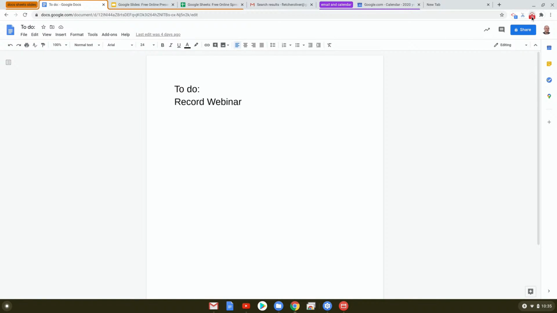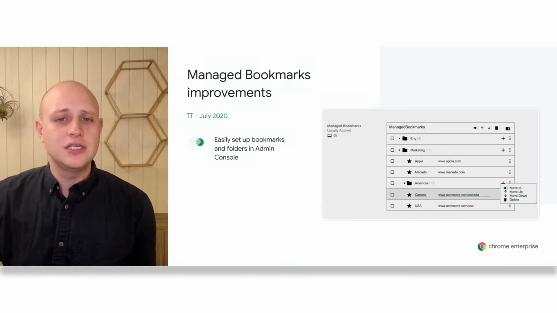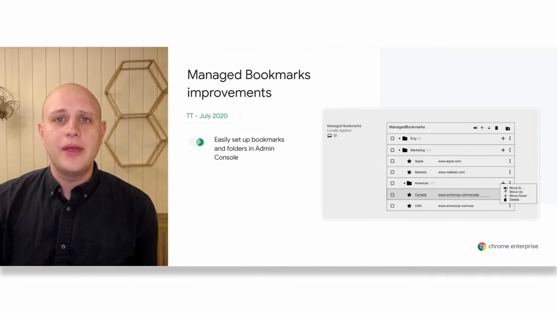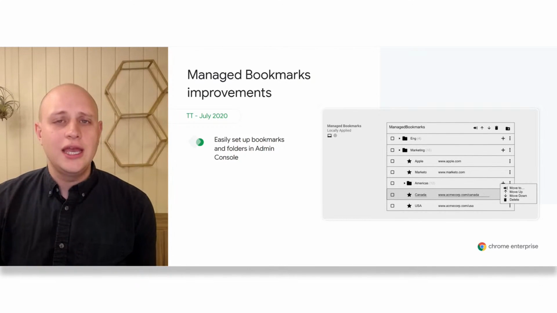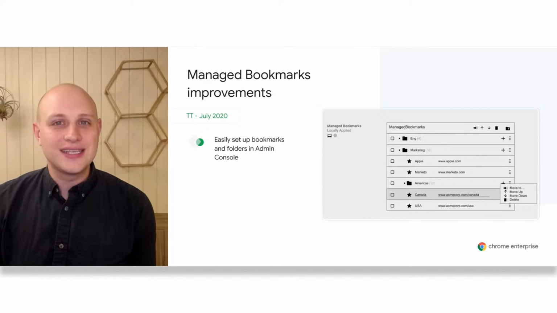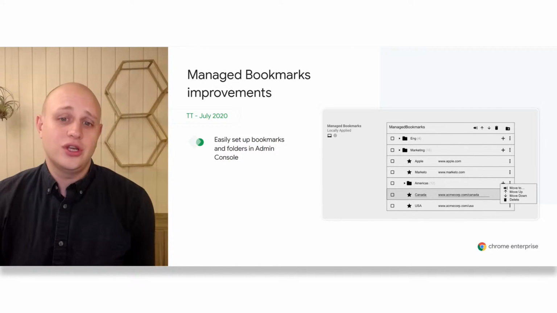So now moving on to improvements, and this is a roadmap item, something that's going to be moving into Trusted Tester later this summer. So this is going to be our managed bookmarks improvements. And we've heard a lot of feedback from enterprises that they wanted a more streamlined process to be able to create folder structures and bookmarks for their users, so that their end users would have effective means to access the sites that they need to get their jobs done.